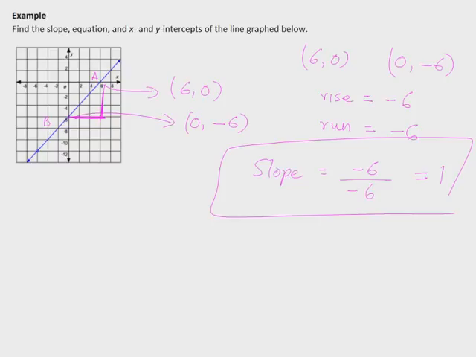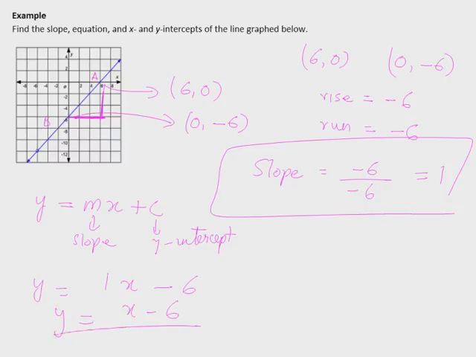Now I need to find the equation. So I have the slope and I have the x and y intercepts. What's the quickest way to write an equation if I have the slope and intercepts? It's y equal to mx plus c, where m is the slope and c is the y-intercept. So I get the equation y equal to 1 into x minus 6. C is minus 6, which is y is equal to x minus 6. That's the quickest way to write the equation.